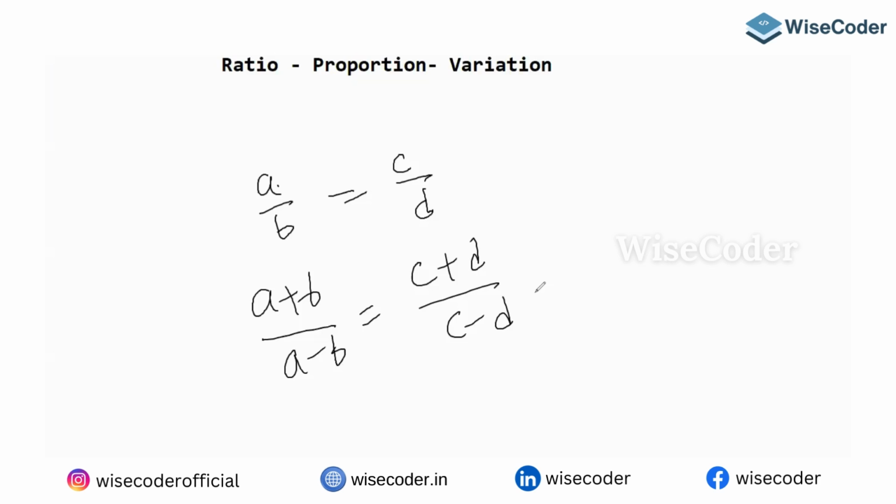The converse of this is also true. Whenever we know (a plus b) by (a minus b) equals (c plus d) by (c minus d), we can conclude that a by b is equal to c by d.